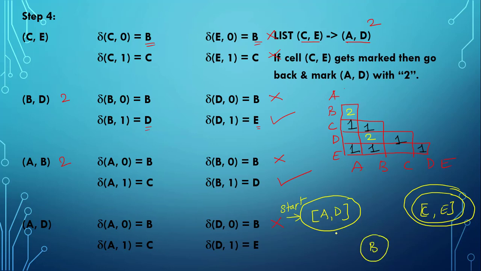So from AD we go to B over 0 and we go to C, E on 1. Then from B to AD over 1 and B will have a self loop over 0. Next from CE we go to B over 0 and a self loop over 1.